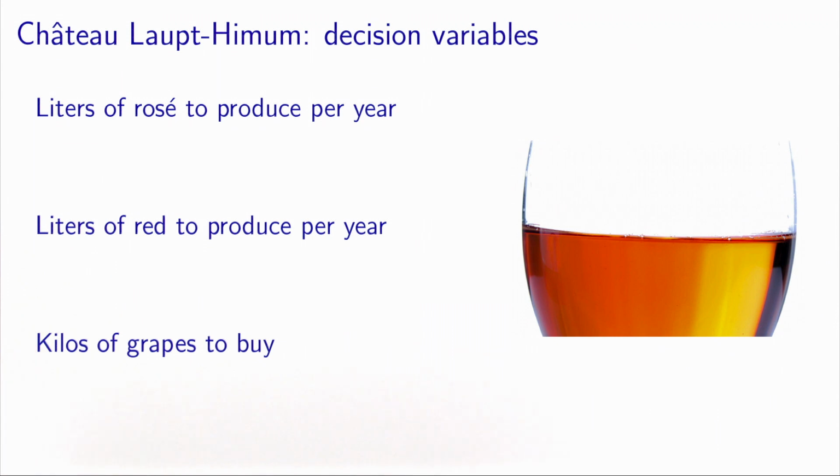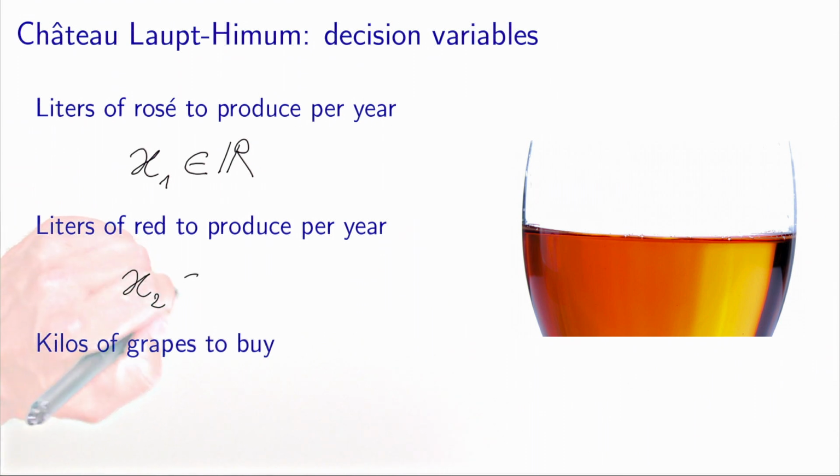The first is the number of liters of rosé that will be produced every year. We denote this by x1, which is a real number. Then we need to decide how many liters of red will be produced every year, and we denote it by x2, which is also a real number.